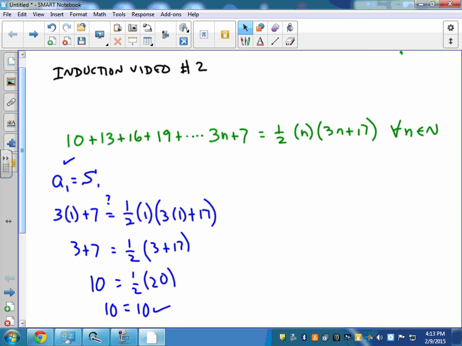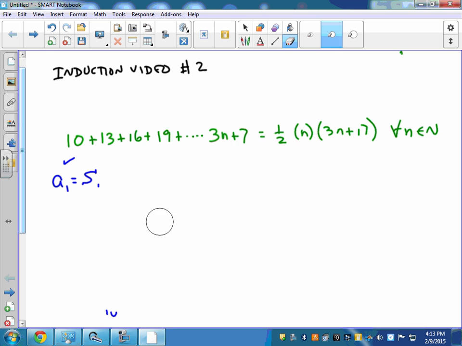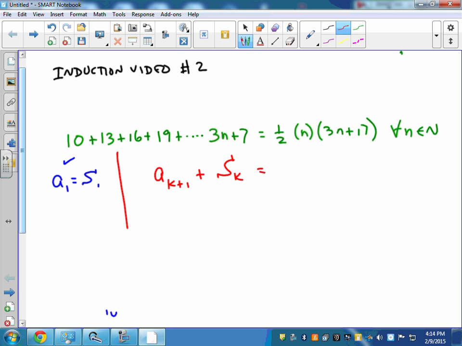Let me go ahead and erase that. Obviously, you can play this back to see that work if you're copying it down. And I assume you're taking notes when you watch a lecture. So here's the second thing we have to show. a sub k plus 1 plus s sub k is s sub k plus 1. Okay, so we have to show that's true.